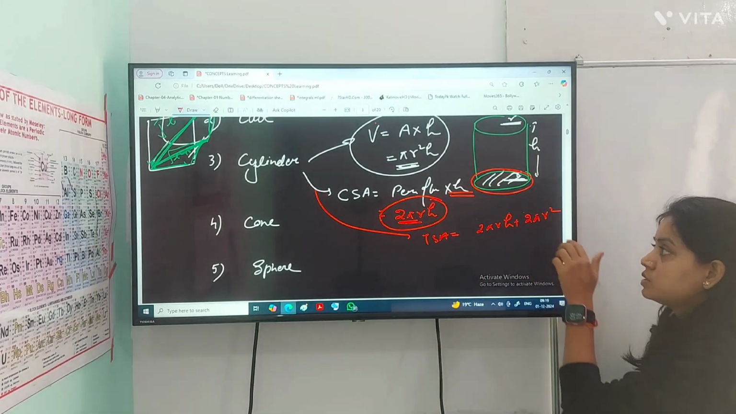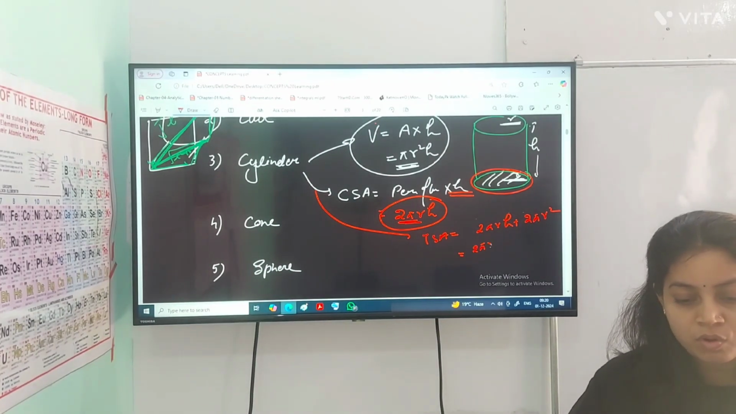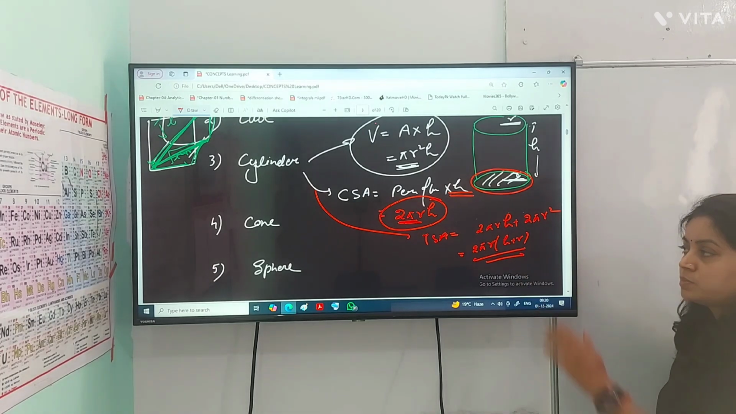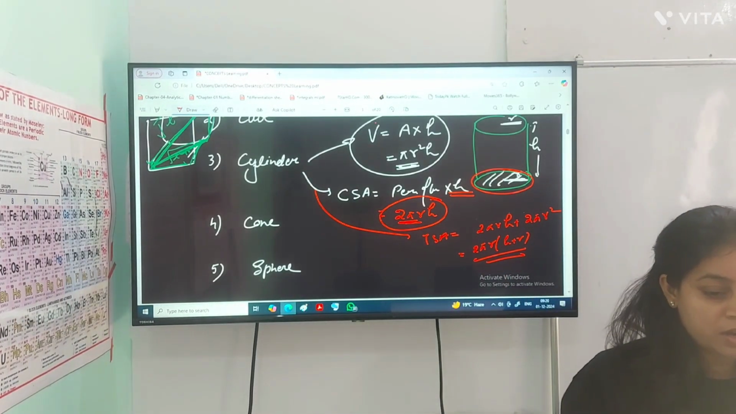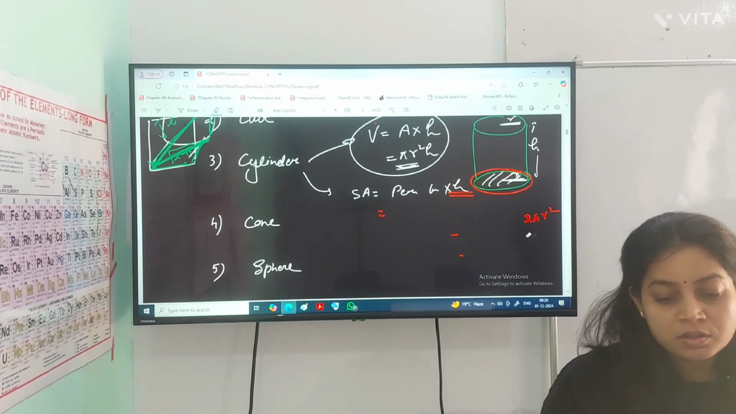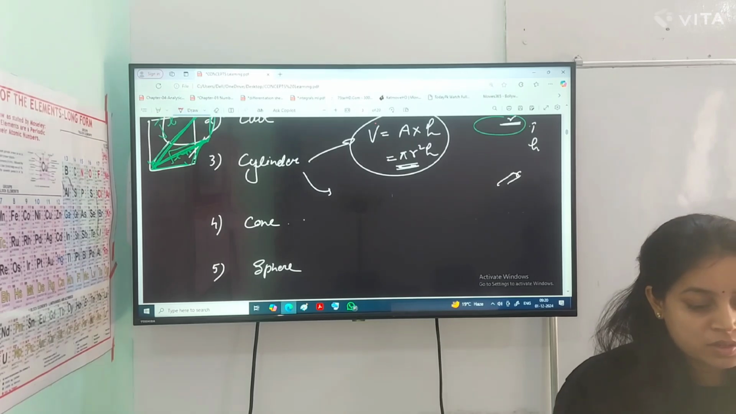I'm taking 2 pi r square because top and bottom both are circles. Pi r square plus pi r square will give you 2 pi r square, and you will take 2 pi r as common. So it will become h plus r. So 2 pi r bracket h plus r is the total surface area of the cylinder. Just write it down in your notebook, and definitely you will be able to understand when you are going to use these formulas, right?